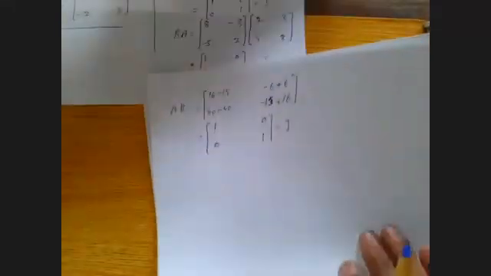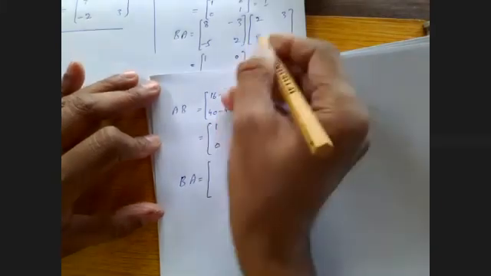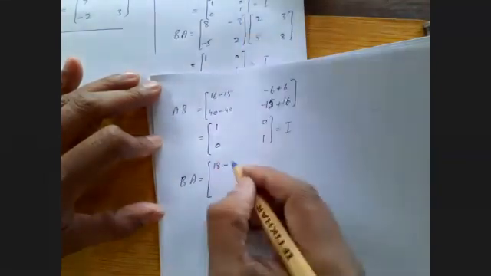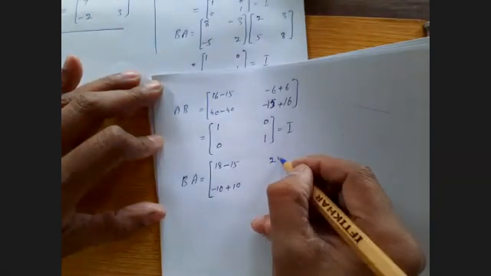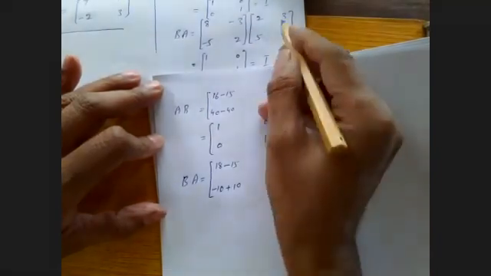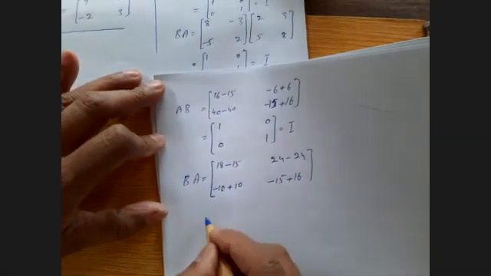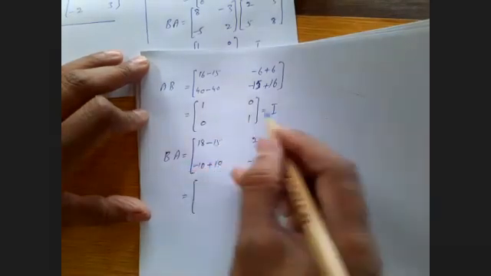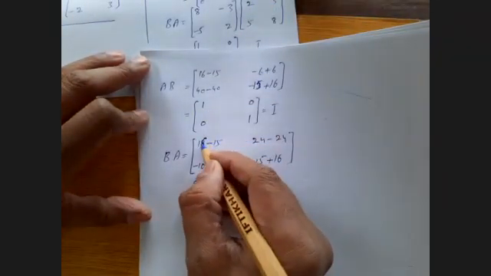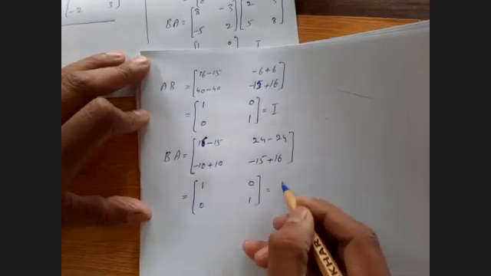Now you can observe B into A also. Let us find out B into A. 2 into 8, 16, minus 5 threes are 15, 5 twos are 10, minus 10, 5 twos are 10, plus 10, and 3 eights are 24, minus 8 threes are 24, 3 fives are 15, and 8 twos are 16. Sorry, 8 twos are 16. I wrote 18. 8 twos are 16. 1, 0, 0, and this is 1. So again, this is an identity matrix.